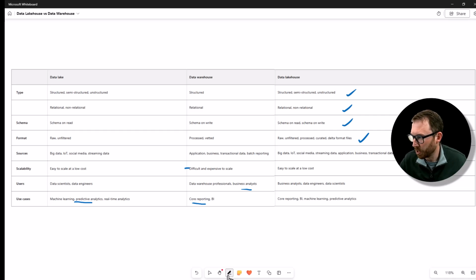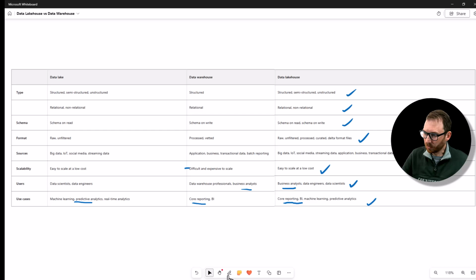But we get down to then, well, what does this mean for the organization in terms of the cost and the usability? It's easy to scale, low cost, has the benefits of a data lake. It allows us to bring in those business analysts, right, with the data engineers and data scientists. So it's fit for all, and it provides a means for core reporting and BI, which is what we still see a lot of today.